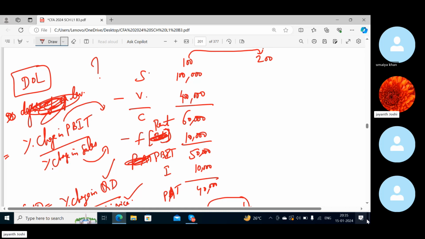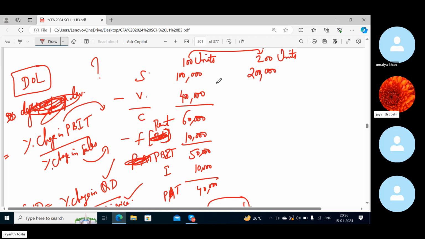Now what I'm doing is trying to find out the degree of operating leverage, and I'm going to prove how you can take advantage of it. Let's say I'm increasing my revenue by 200%. First I was producing 100 units. Now I'm producing 200 units. I'll make it 2 lakhs.